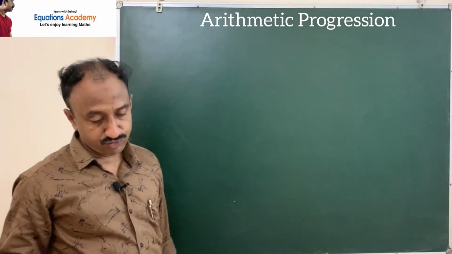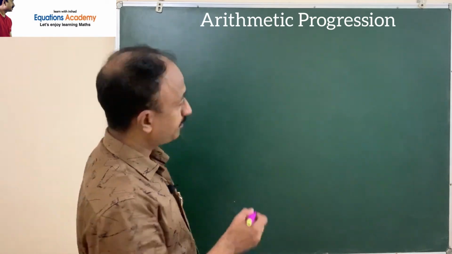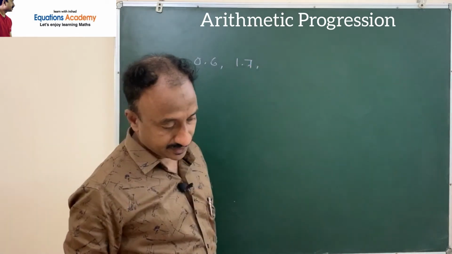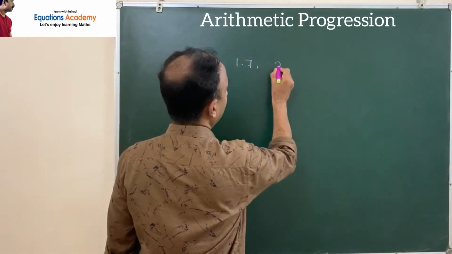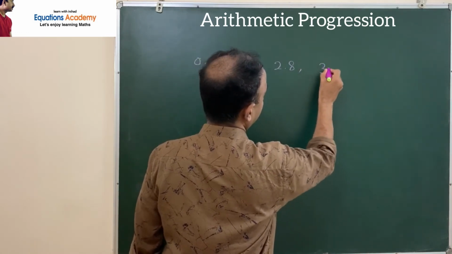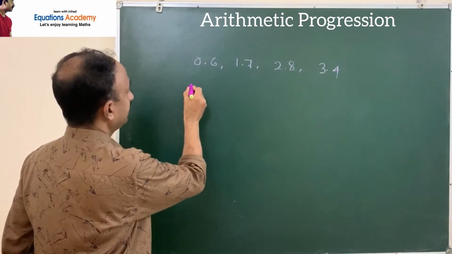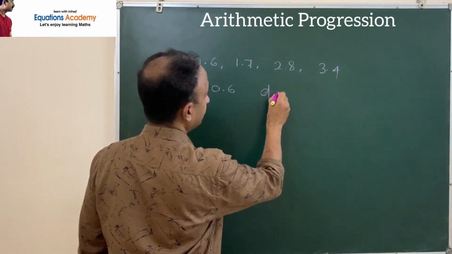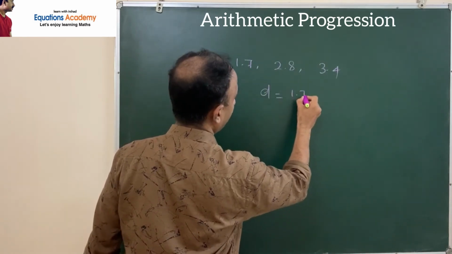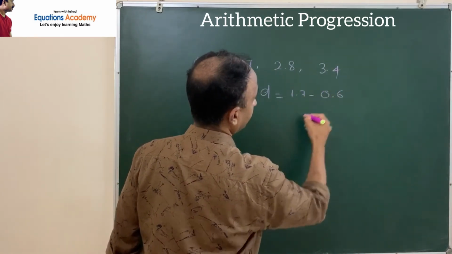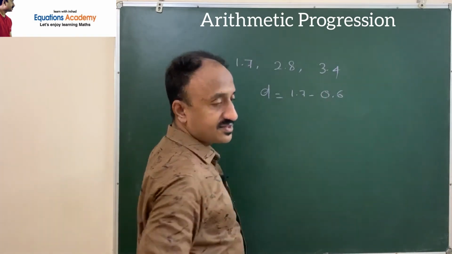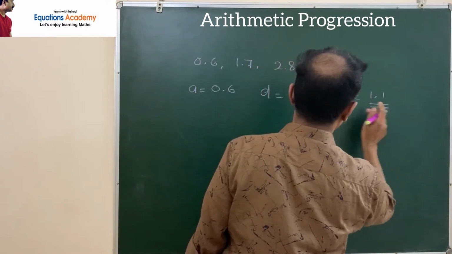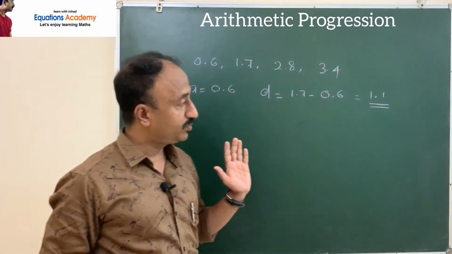Now, we will do question 4. Question 4 is 0.6, then 1.7, then 2.8, then 3.4. The first term is 0.6. Common difference d is equal to the second term, that is 1.7, minus the first term 0.6. 1.7 minus 0.6 is equal to 1.1. d equal to 1.1.